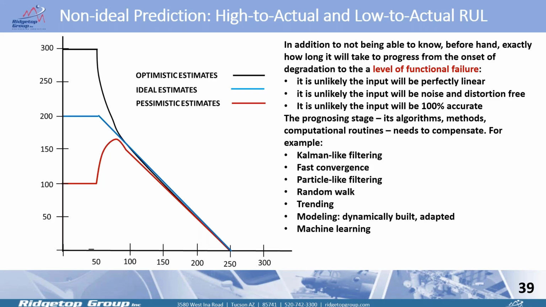We also do a random walk. It is unlikely that true degradation is going to go high, low, high, low, high, low, high, low. It actually goes low, a little bit higher, a little bit higher, a little bit higher. So it's like a random walk. It goes from low degradation to high degradation. We use trending, we use modeling, and we use machine learning. Next.